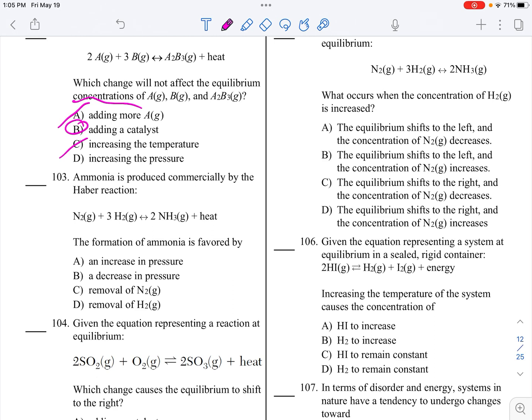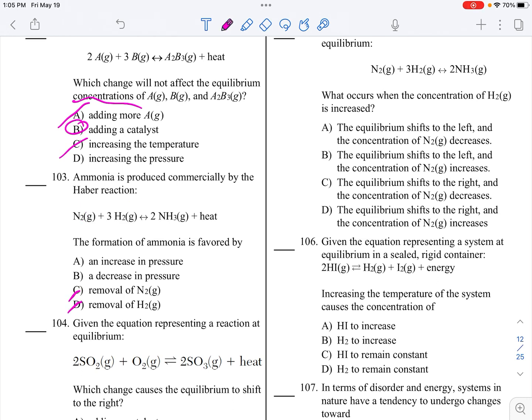Ammonia is produced by the Haber reaction, the formation of ammonia. So how are we going to get more NH3? Well, we're going to need to shift to the right. How can you shift to the right? An increase in pressure, decrease of pressure, removal of N2, H2. All right, let's talk about those because those are easier. H2 and N2 are both on this side, the left side, reaction side. So if I remove that, you're going to shift to replace it. If I remove this, we're going to shift to replace it. So those are both out.